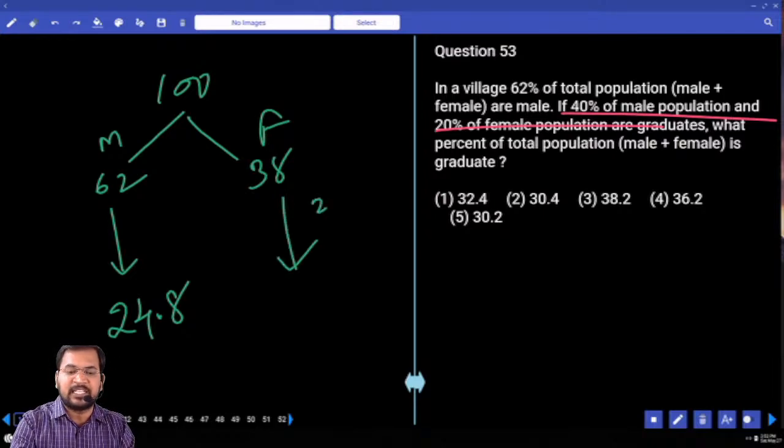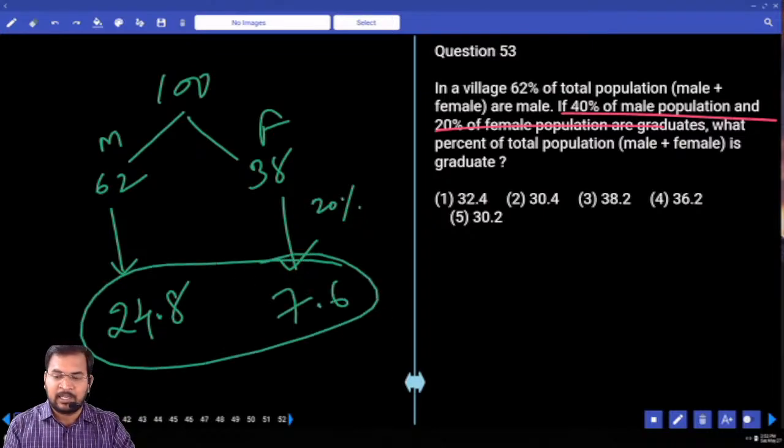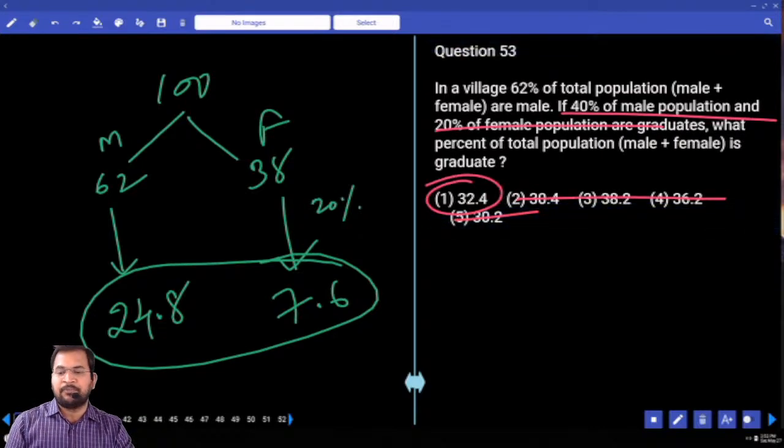Female 20%: 10% is 3.8. Together, your answer is 32 point something, 32.4. They're asking for graduates together, males plus females.